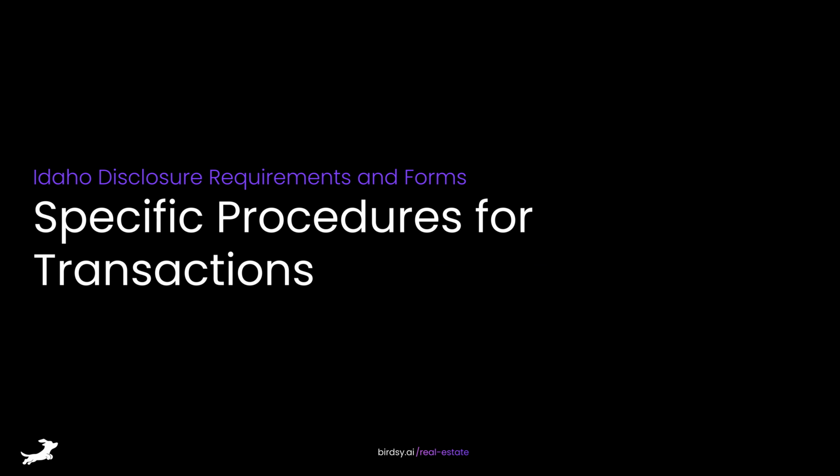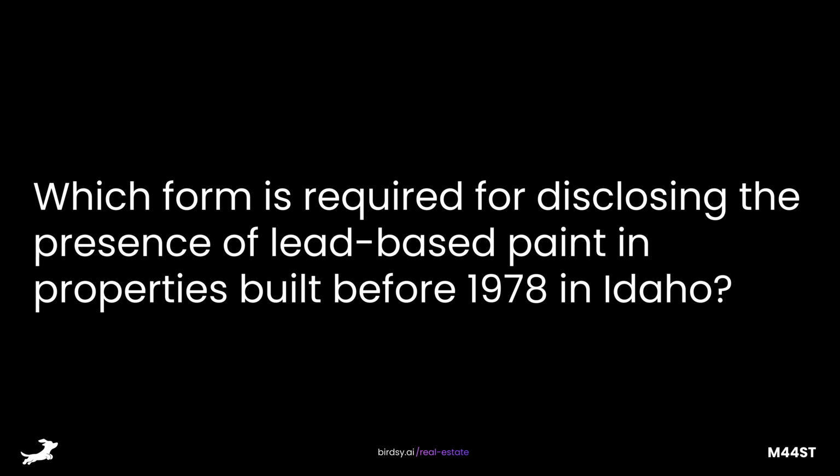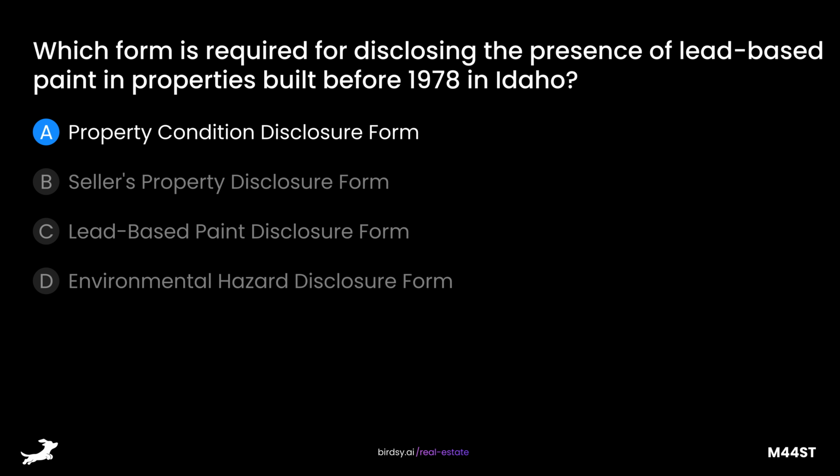Specific procedures for transactions. Which form is required for disclosing the presence of lead-based paint in properties built before 1978 in Idaho? Is it A, property condition disclosure form, B, seller's property disclosure form, C, lead-based paint disclosure form, or D, environmental hazard disclosure form? The answer is C, lead-based paint disclosure form.